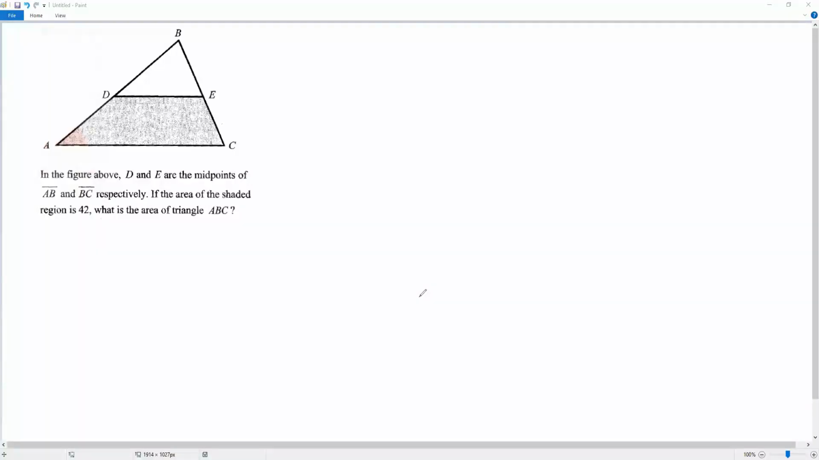In the figure above, D and E are the midpoints of AB and BC respectively. If the area of the shaded region is 42, what is the area of triangle ABC? Okay, here DE is a line segment joining the midpoints of the two sides of the triangle, AB and BC.